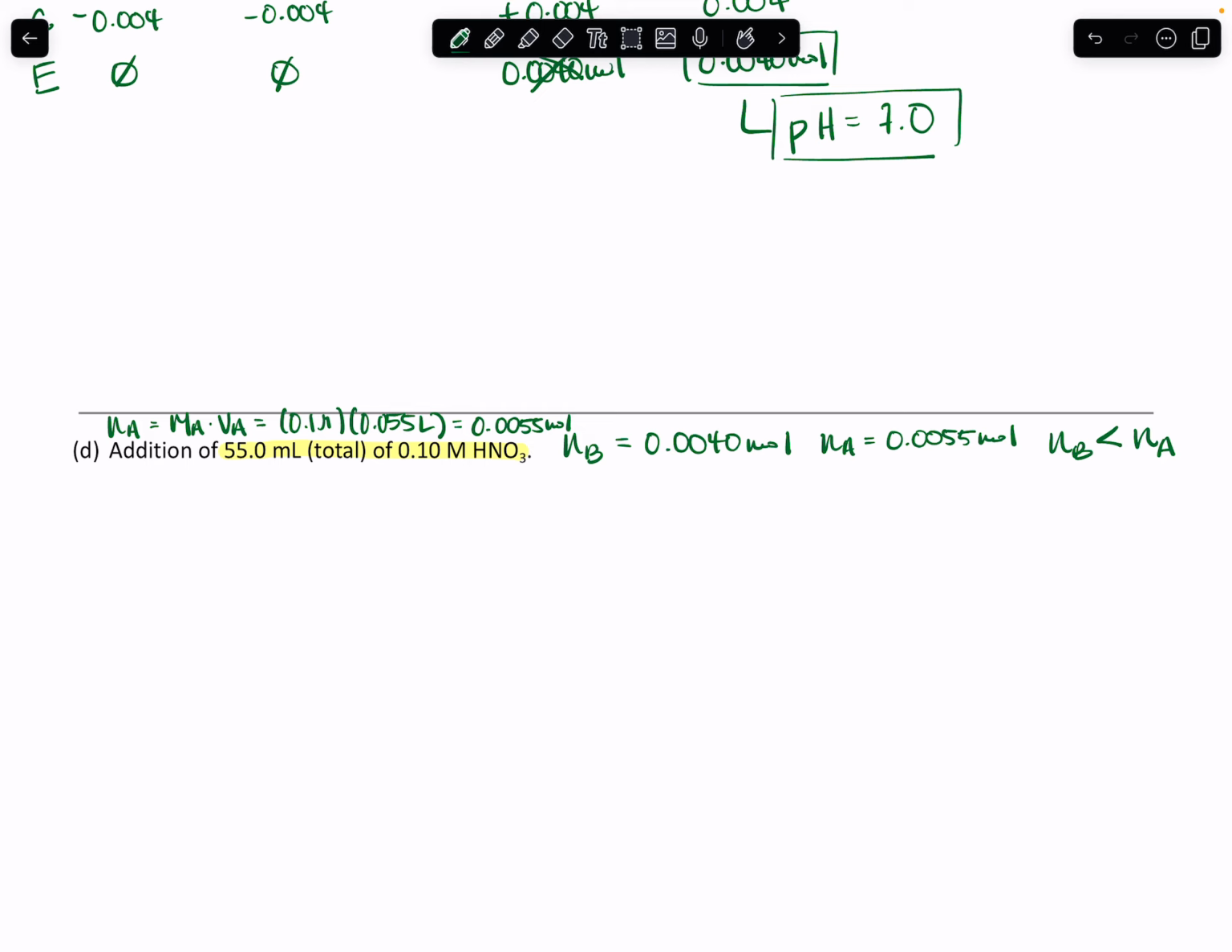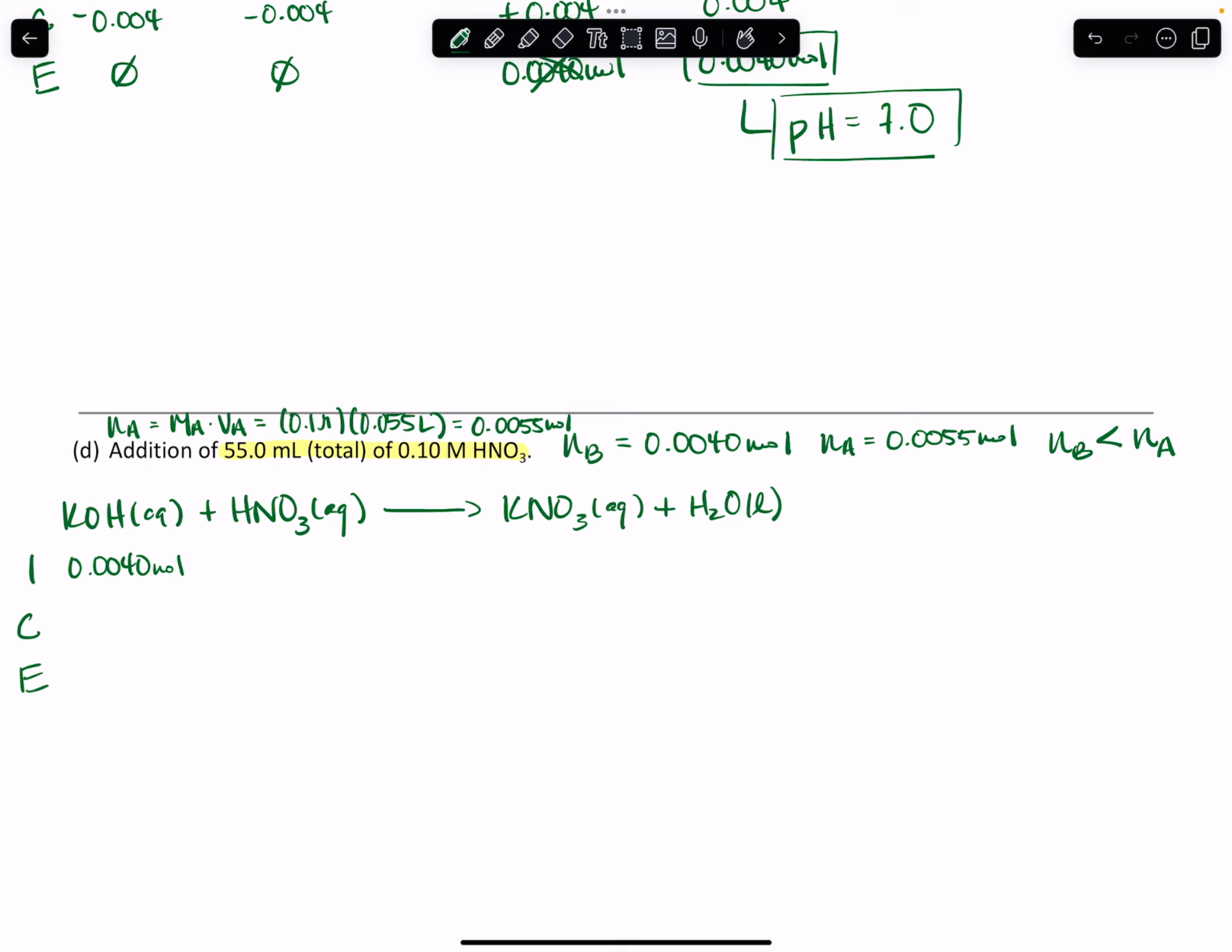So I would expect that the pH of this solution, when I'm finished my calculations, is less than 7. So again, KOH plus nitric acid, forgot my hydrogen, HNO3, yields KNO3 plus H2O. All right, ICE: initially 0.004 moles of base, and for the acid, 0.0055 moles, no salt, no water.